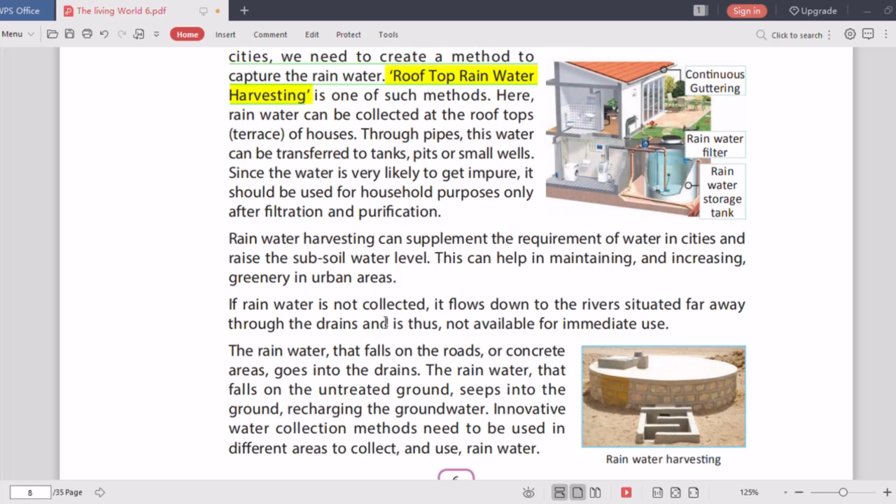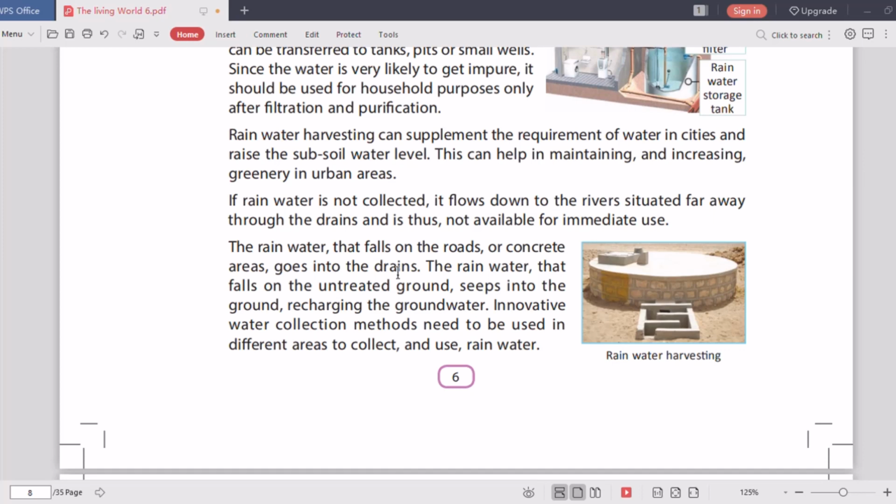If rainwater is not collected, it flows down to a river situated far away through the drains and is thus not available for immediate use. The rainwater that falls on roads or concrete areas goes into drains. We see that when it rains, the rainwater goes to drains and concrete areas. Rainwater otherwise seeps into the ground for recharging the groundwater. Innovative water collection methods need to be used in different areas to collect and use rainwater.